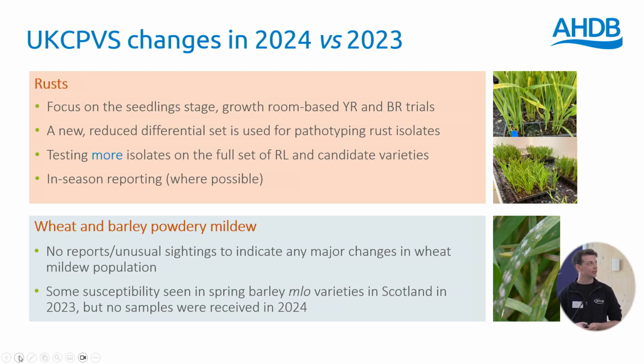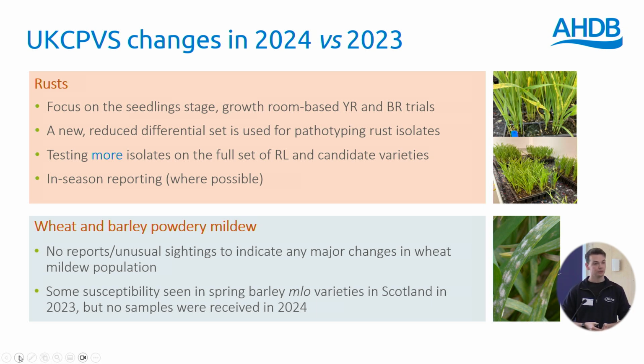So from 2023 to 2024, we had a couple of changes to the project. So we stopped running adult plant trials in 2024, but we put the focus on the seedling stage growth room studies for yellow and brown rust. We introduced a new differential set, which was reduced, and this was used for our pathotyping of yellow rust and brown rust. We tested more isolates on the full set of the recommended list and the candidate varieties, and where it's possible, we did try and improve our in-season reporting.